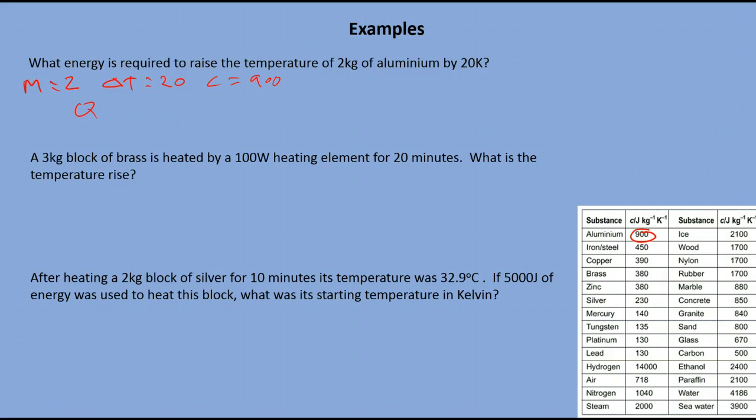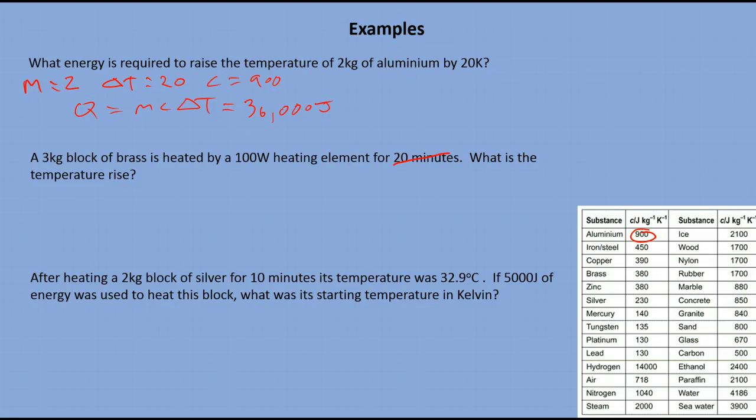If I pop all of this together into my Q equals mc delta T equation, by plugging my numbers in, I end up getting that I need 36,000 joules of energy to raise the temperature of 2 kilograms of aluminium by 20 Kelvin or 20 degrees C.